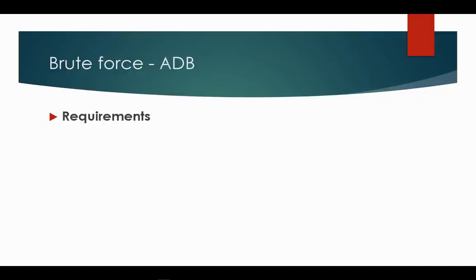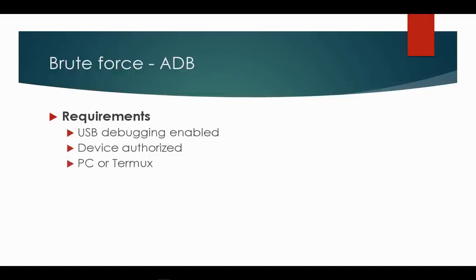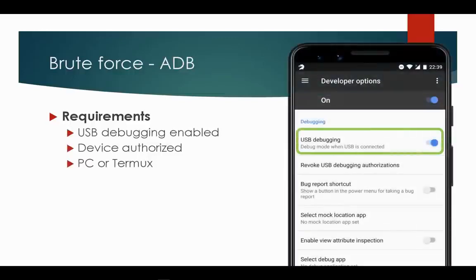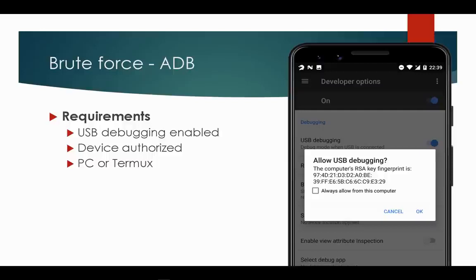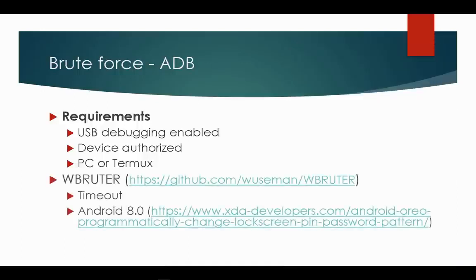Let's start with ADB. What are the requirements? The smartphone needs to have USB debugging enabled in options. The smartphone that we want to crack or brute force the PIN needs to be authorized by a connected computer or another Android. The problem is that if we receive a smartphone that is already locked, there is no way to enable USB debugging and authorize the smartphone. Because of that, I believe this technique is not really useful. Still, I will show you one tool, vBruter, that is available on GitHub. All the links will be posted in the video description.